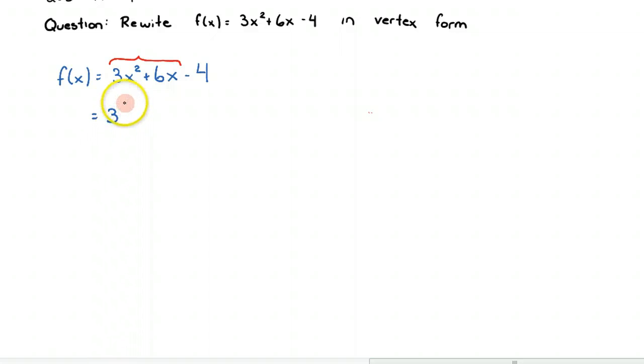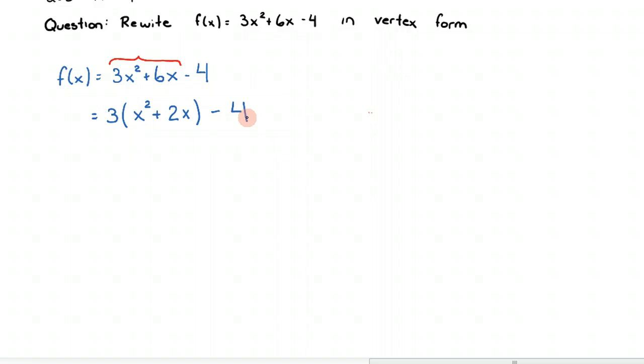So a in this case is 3, so I'm going to say 3. And 3 times what gives me 3? Well, we know 3 times 1 gives me 3, so that's left with x squared plus. 3 times what gives me 6? And we know 3 times 2 gives me 6, so that's x. And then I have to keep this minus 4 here at the end.